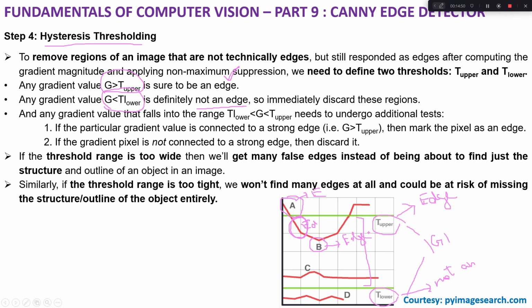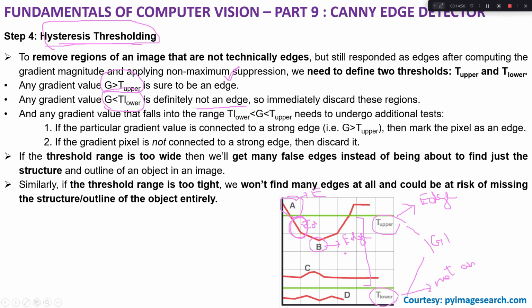So we look at the neighbor, right? If our neighbor is an edge, then the pixel for which we are trying to find a value should also be an edge. In the same way, if my neighbor is not an edge, then the pixel for which we are trying to find whether it is an edge or not also should not be an edge. So that is what we do in the hysteresis thresholding technique.